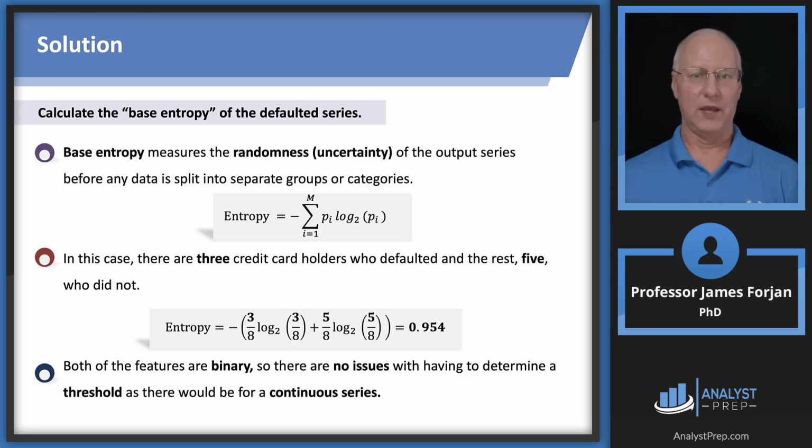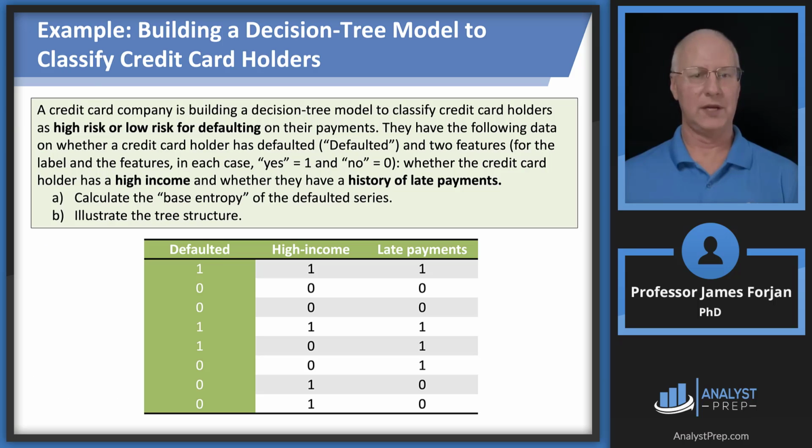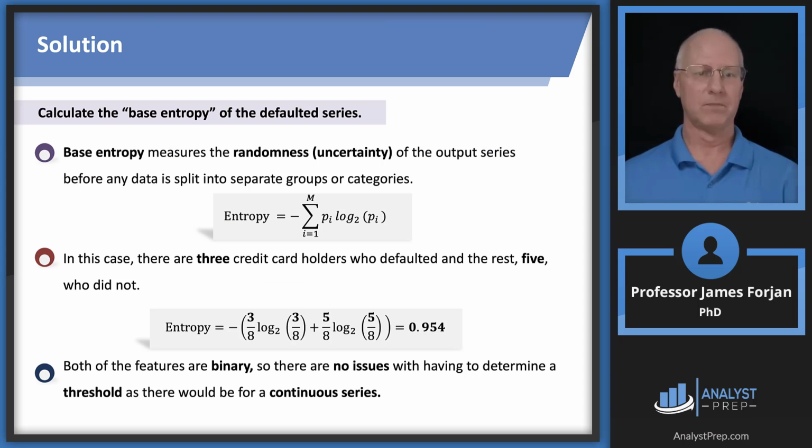All right, so here is our entropy formula again, right there in the gray box. And let's go down to the second embedded circle point. There are 3 credit card holders who defaulted and the rest who did not. So let's go back here, defaulted. So there are 3 out of the 8 who defaulted, all right? So we're gonna use that in our entropy formula.